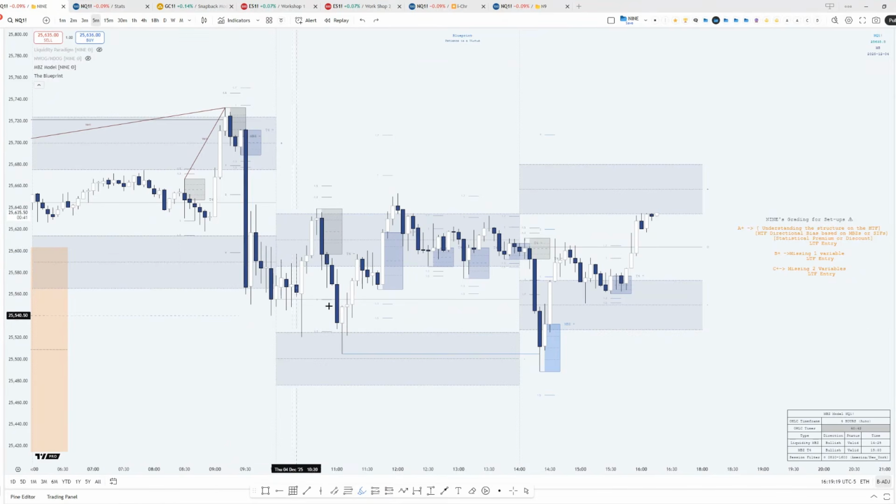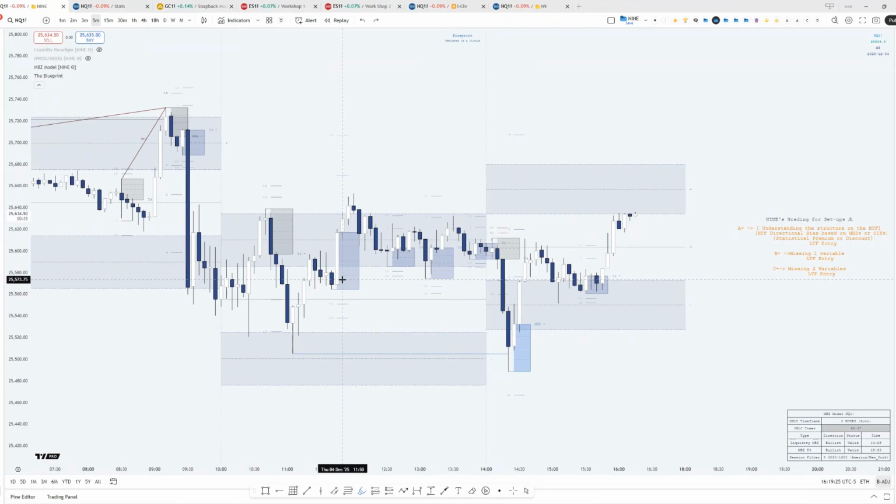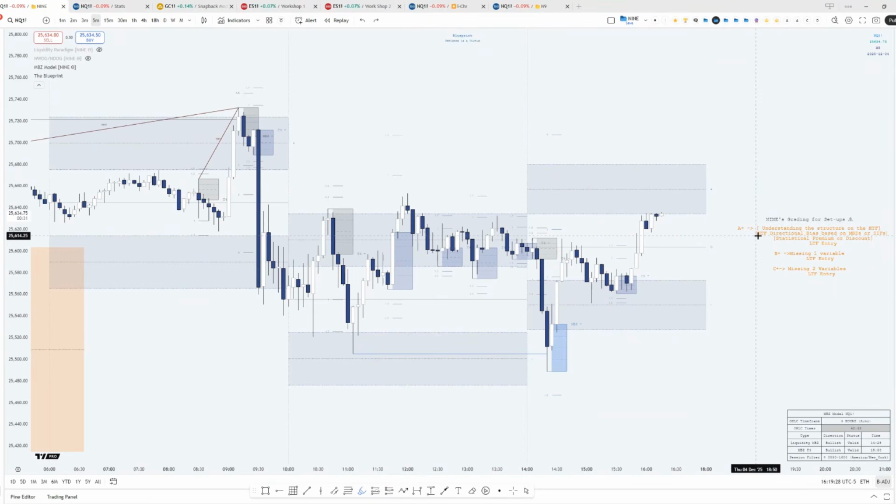Now again, as we're continuing into the rest of the setups here, just based on the 5-minute, I want you guys to notice exactly what I talked about earlier. If we have all of these variables that we talked about, it's an A+. If we're missing one or two, the grade decreases.